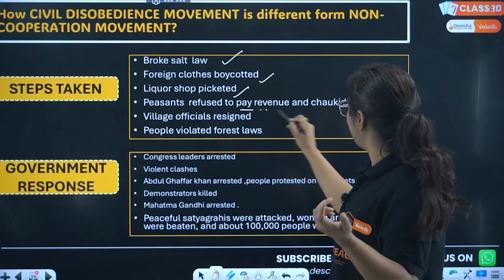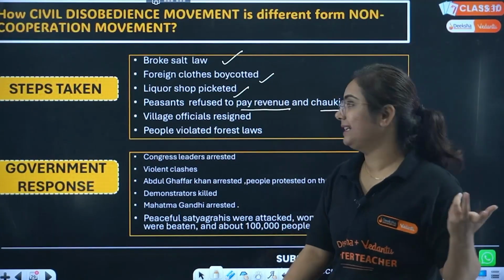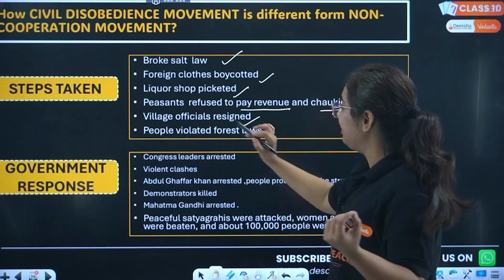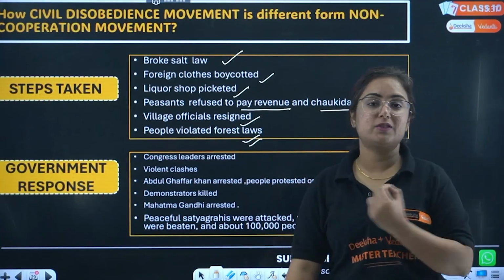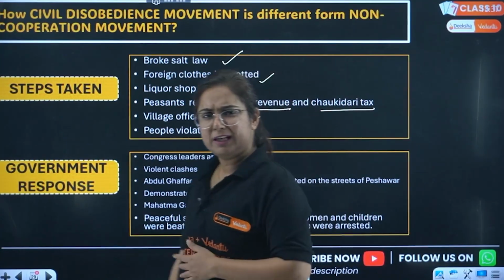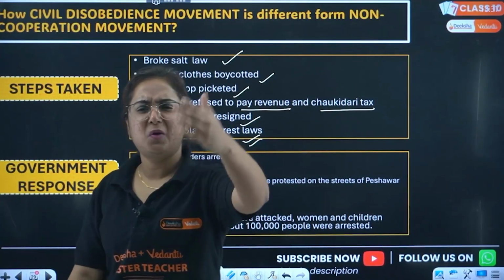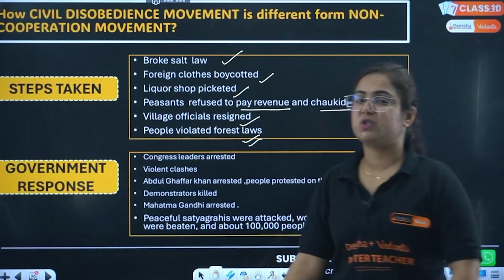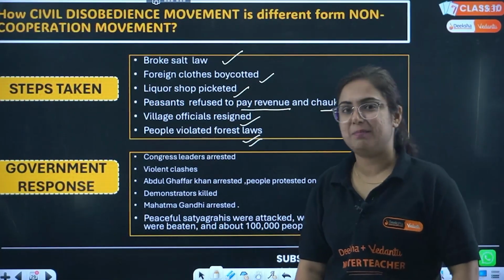Peasants refused to pay the revenue and chowkidari tax. Village officials resigned from their posts, and people violated the forest laws also this time. Right now, do you think the government will welcome them and say, "Arey bhai, do the revolt against us"? No, why? So their response was very harsh this time, very bad.